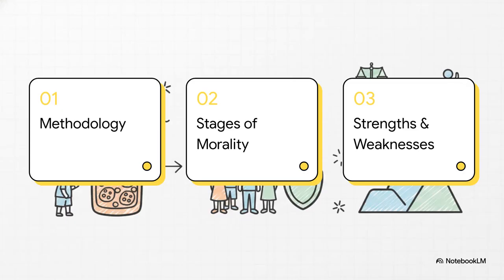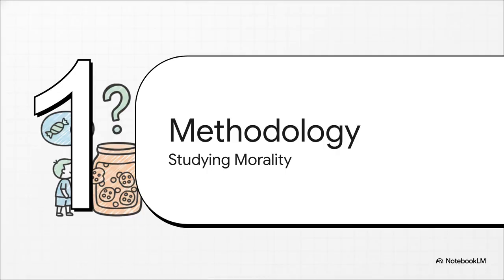So here is our roadmap for today's explainer. We've just covered the Heinz dilemma hook. Next up is Kohlberg's methodology, followed by the stages of morality. And finally, we'll hit the strengths and weaknesses. Section 1, the methodology, or how Kohlberg actually studied morality.